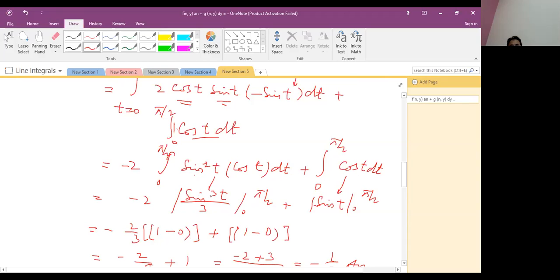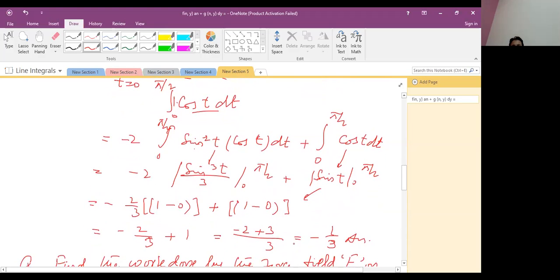When we solve, in the next step, we will apply the upper and lower limit. Sine 90 is 1, so 1 cube is 1, sine 0 is 0, so 0 cube is 0. Similarly, in the next term, applying the upper and lower limit, sine 90 is 1, sine 0 is 0, 1 minus 0. So if you multiply together, minus 2 over 3, it is plus 1. When we simplify, taking LCM, the answer is minus 1 over 3.